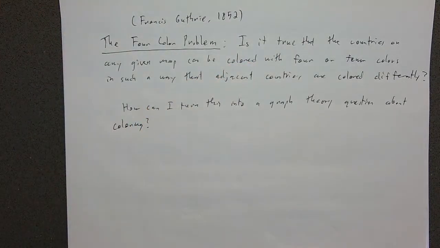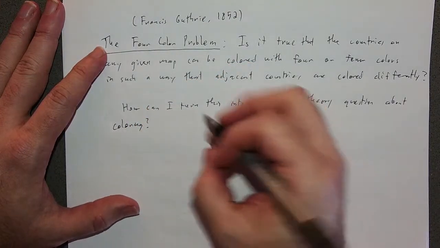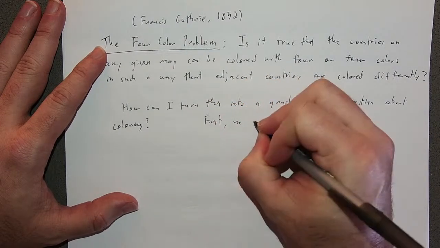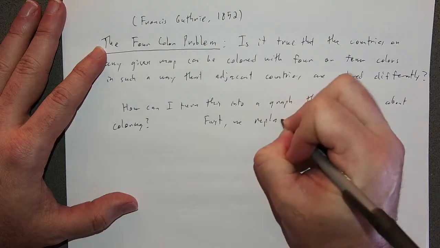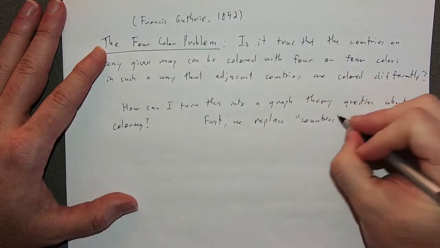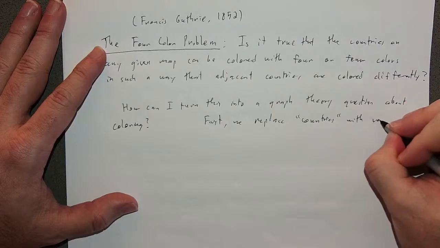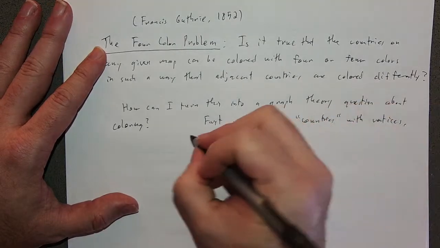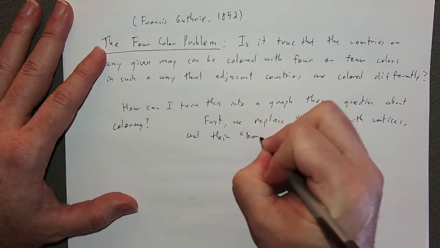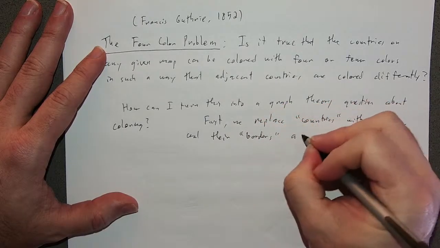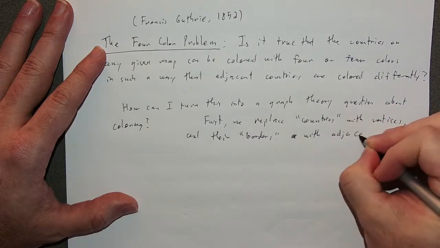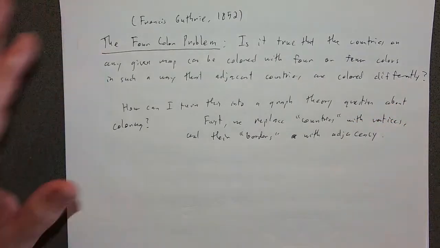Well, first of all, we replace countries with vertices and their borders with adjacency relationships.